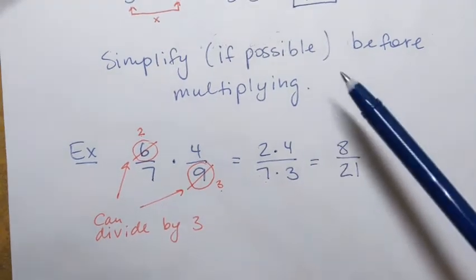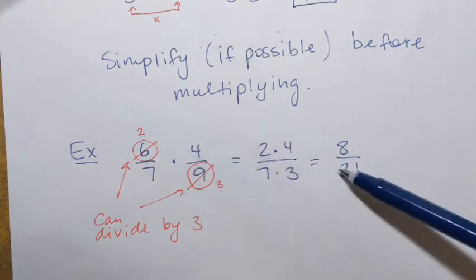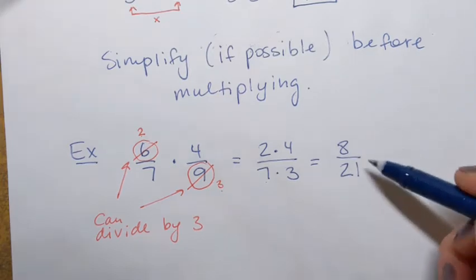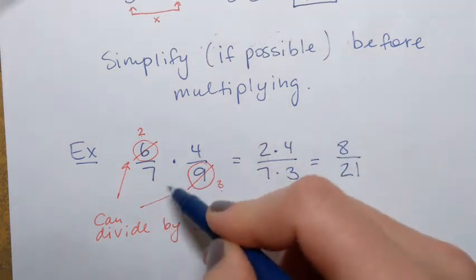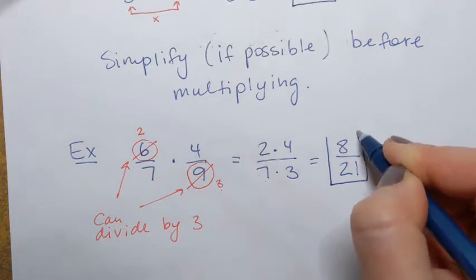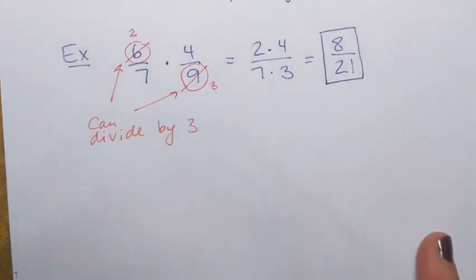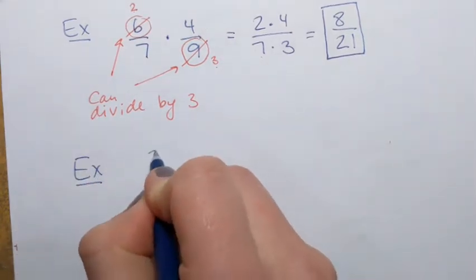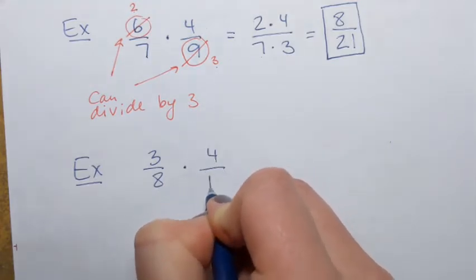And now, since I simplified everything I could before multiplying, I know that my final answer is in the lowest terms, but it's still a good idea to double check in case you miss something. But yeah, 8 and 21 cannot be simplified any further, so that's going to be the final answer. And let's do another one. So let's say 3/8 times 4/15.